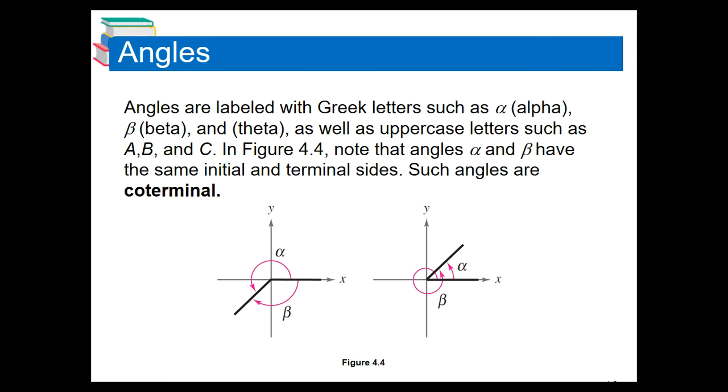All right. A lot of times you'll see these Greek letters used to label angles. They've got the Greek letter alpha and beta. You also see theta quite a bit.